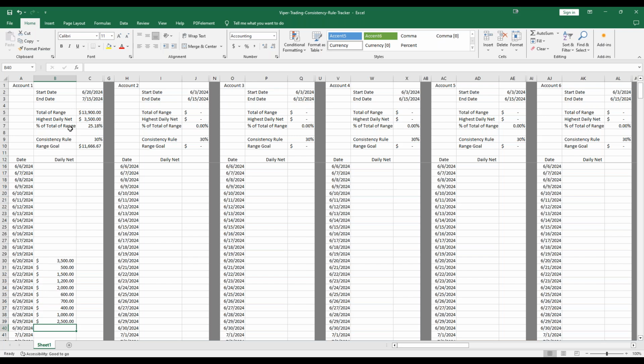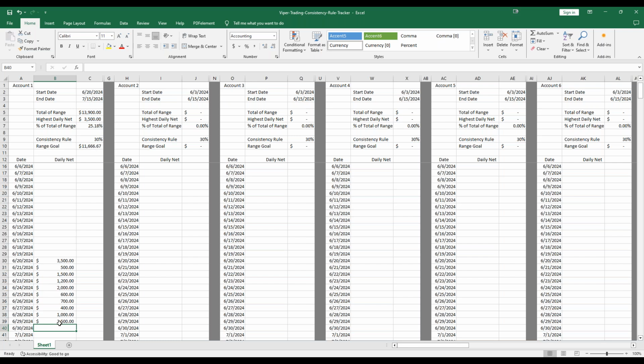You're now under the percentage. You've traded 1, 2, 3, 4, 5, 6, 7, 8, 9, 10 days. You've qualified. You haven't broken the DCA rules. You haven't broken the hedging rule. You haven't broken the 30% rule, because you have to be consistent. So your total range is $13,900. The required range was $11,666.